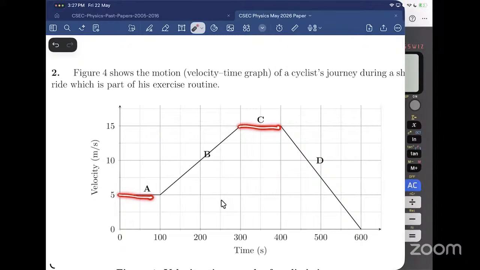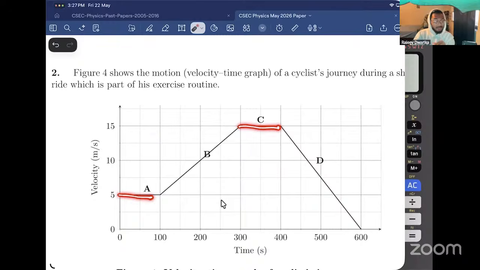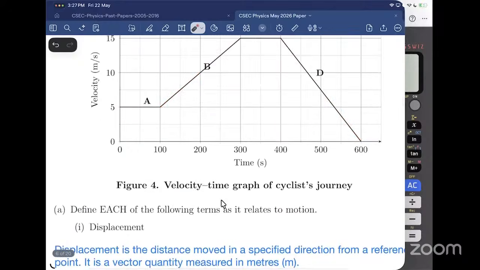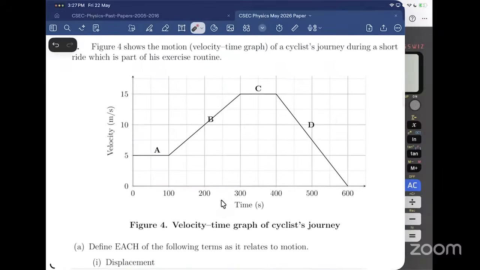Constant. I know for a fact some of you are going to say it's stationary. No, it's not stationary. It's still moving, but it's moving at a constant velocity. This over here is acceleration, and this over here is deceleration. So they want me to talk about displacement.